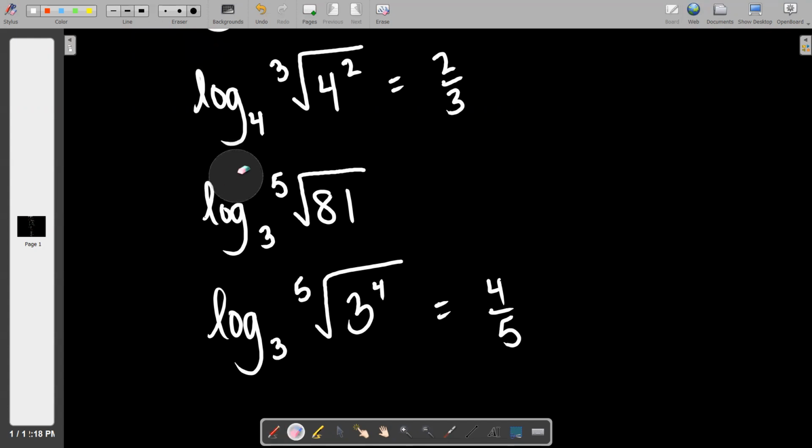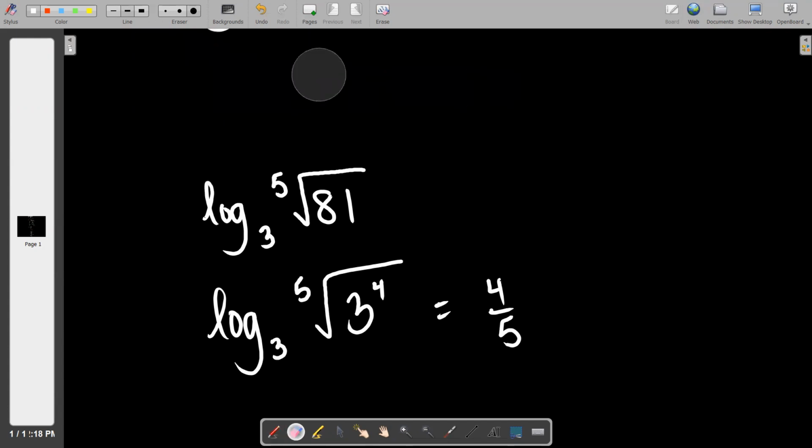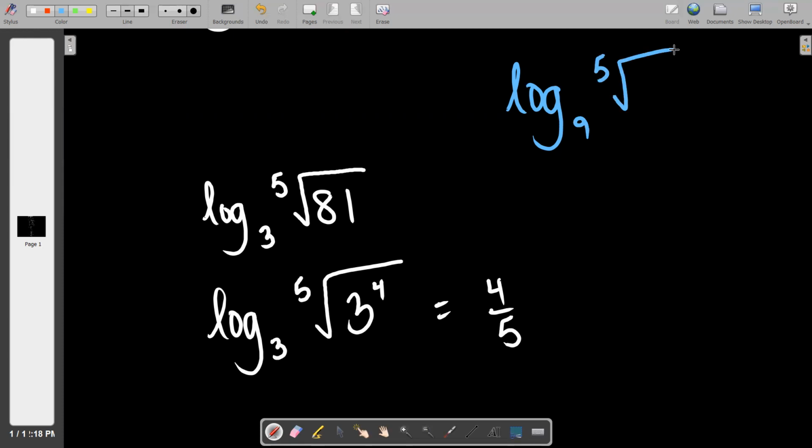Now, I'm going to write another problem, and I tried to make this point earlier today. It might feel the same to you, but it's a substantially different sort of thing. This time we're going to do log base 9 of the 5th root of 81. 81 is just like a punching bag. 81 sits there and he's like, okay, you do what you got to do.